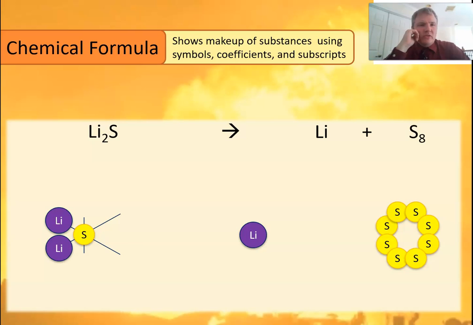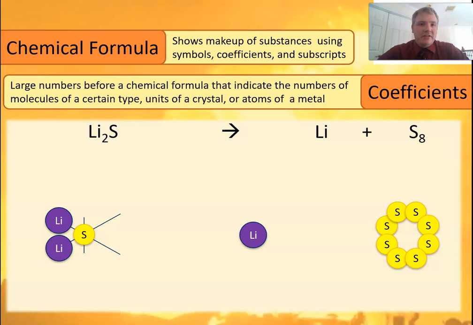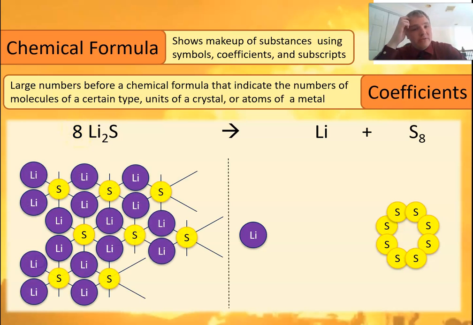Now, how am I going to make what I have on the right from what I have on the left? Because I just have 1 unit of lithium sulfide on the left. But that's not going to be enough because I need 8 sulfurs to make what's on the right. So what am I going to do? I'm just going to repeat the pattern here 8 times. And to show that I'm repeating a pattern 8 times of 2 lithiums for every sulfur, I'm going to put a coefficient out front. A coefficient tells me how many units of a certain arrangement I have. In this case, I have 8 Li2S's.